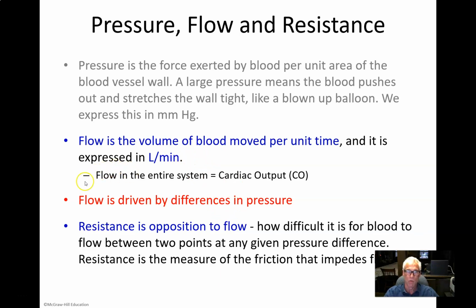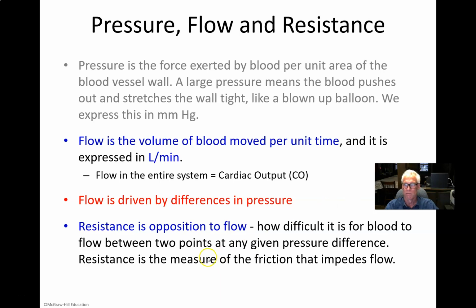All right, so what makes flow happen? Flow is driven by differences in pressure. If there's a higher pressure in one part of the system and a lower pressure in another part of the system, that's what pushes blood through the system. Blood moves from higher to lower pressure. It's not infinitely easy for blood to flow through the system. There's some friction involved. Resistance is the opposition to flow. How difficult is it to push the blood through the system?